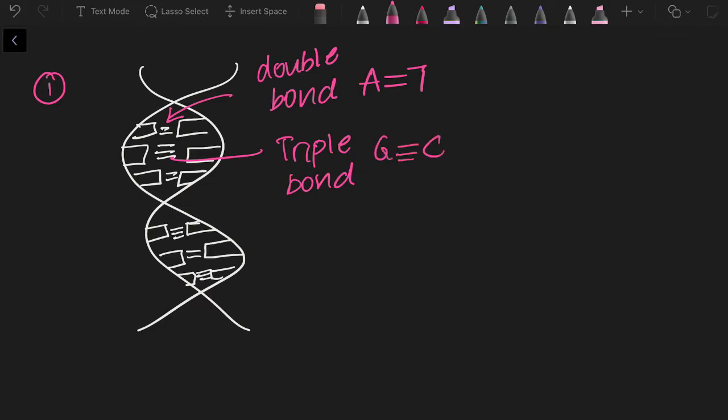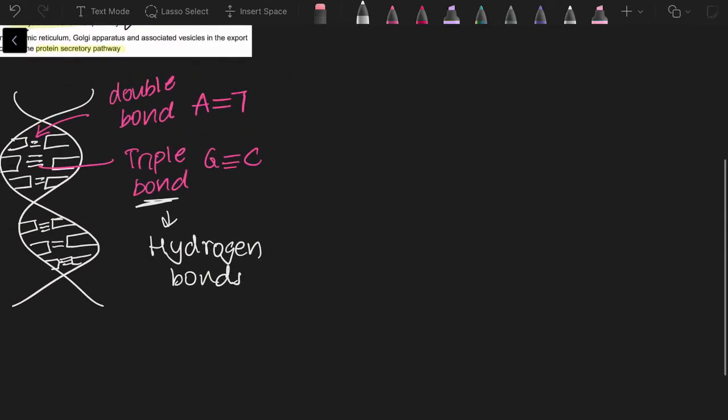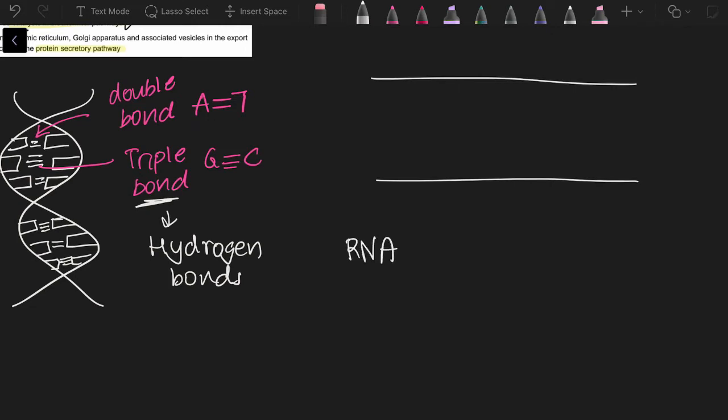These double bonds and triple bonds between the nucleotides, which is the bases in the double-stranded DNA, are called hydrogen bonds. So the first step in transcription is actually to break these hydrogen bonds. And how that happens is by using an enzyme called RNA polymerase. So the first step in transcription is that RNA polymerase binds to a region on the DNA called a promoter region.